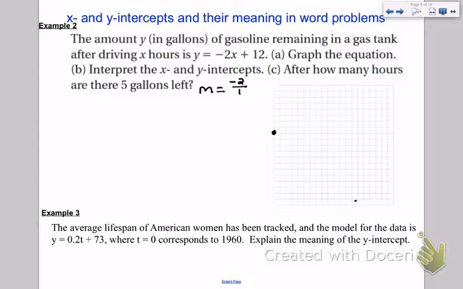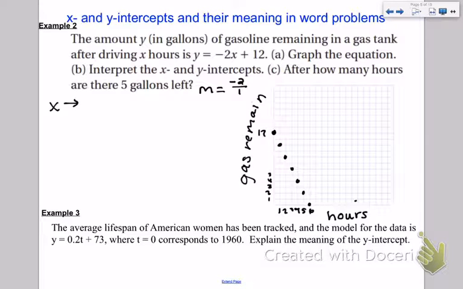Oop, that was off a little bit. All right, so my scale is by 1, so I have 12. I have 1, 2, 3, 4, 5, 6. And let's say this is 1, 2, 3, 4, 5, all the way up to 12. Okay, so interpret the x and y intercepts. My x-axis is hours, and my y-axis is gas remaining. So my x-intercept is at 6, 0.